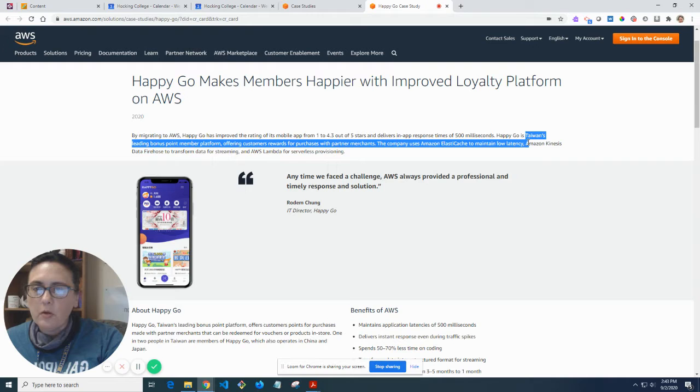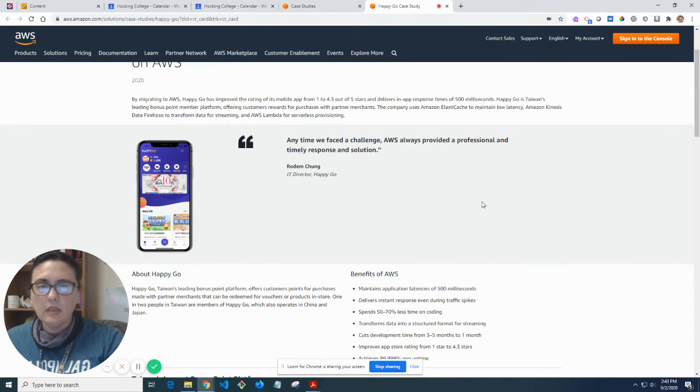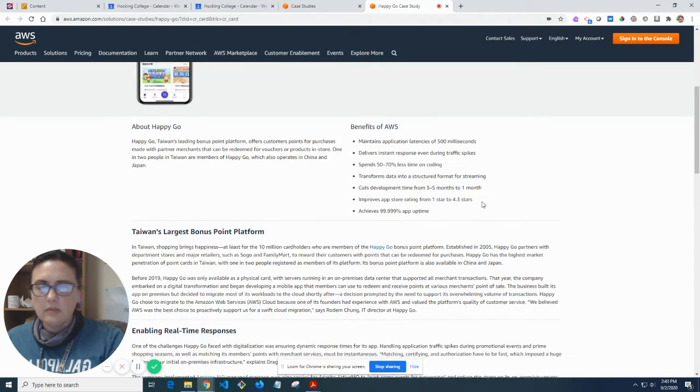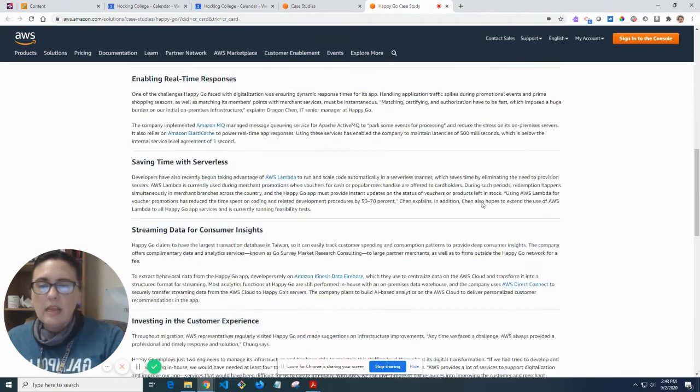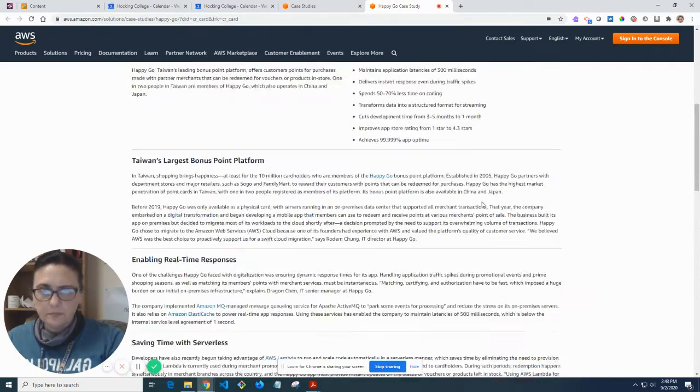Taiwan's leading bonus point member platform offering customers rewards for purchases with partner merchants. The company uses Amazon ElastiCache to maintain low latency, Kinesis, which was what we searched for, Data Firehose to transform the data for streaming, and AWS Lambda for serverless provisioning. Then it goes into more details on what HappyGo is and stuff. Some of these case studies are going to be longer, and some are going to be shorter.